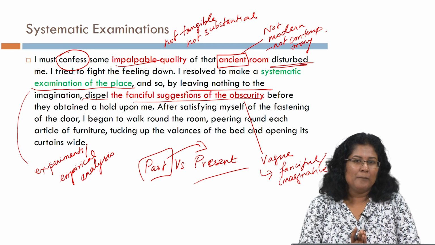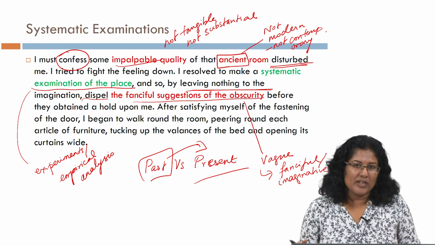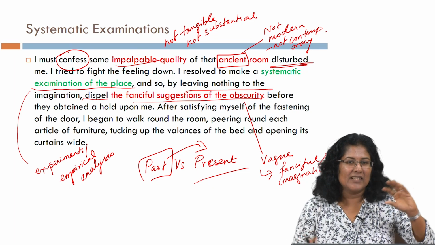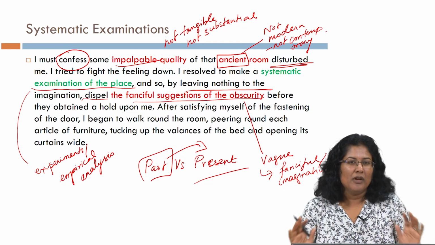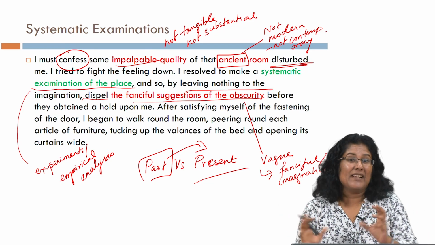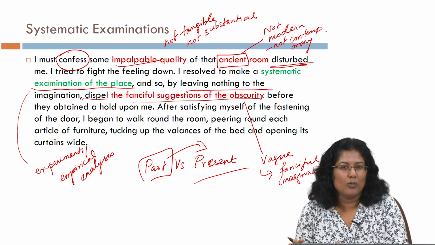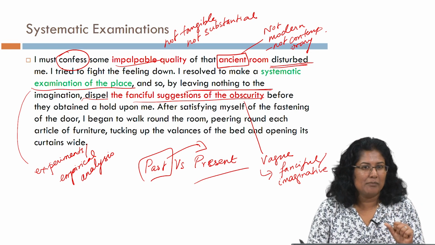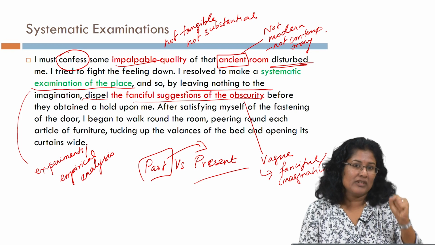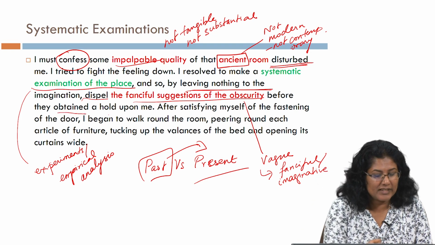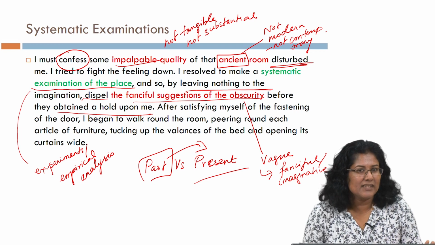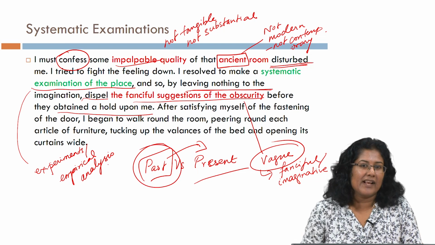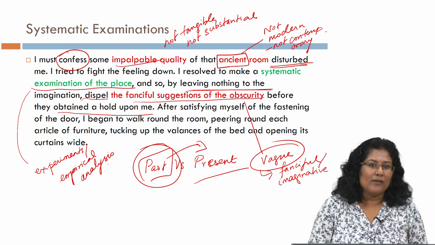So if you dispel obscurity, if you remove obscurity through a scientific examination, you will also remove fanciful suggestions such as shadows, which seem to indicate the presence of some spectre or supernatural quality or element. So what he does is he examines the place before the imagination takes hold upon me. That's very important. He is worried that if he doesn't do this examination, this obscurity, this vagueness, this past will take a strong hold upon him and everything will be lost.